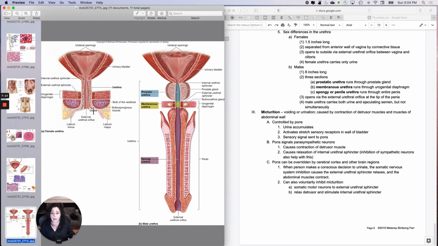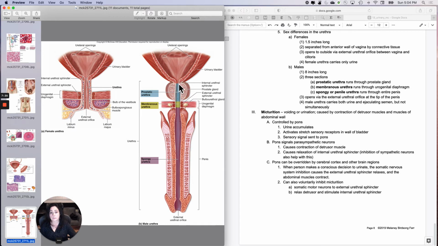In a male, however, the urethra tends to be about 8 inches long. Not the penis, but the urethra from the internal urethral sphincter all the way to the external urethral orifice usually averages around 8 inches. Of course, there's variation. And there are 3 sections in 3 different colors here.